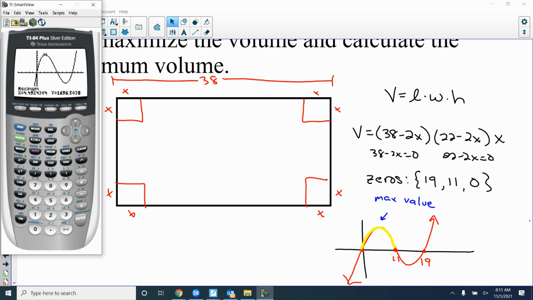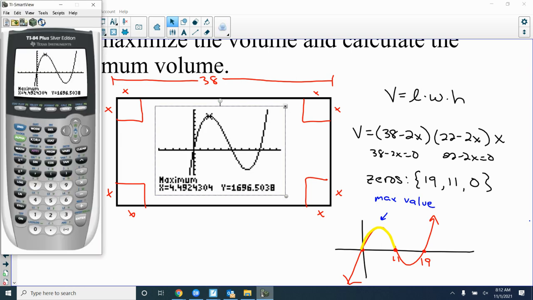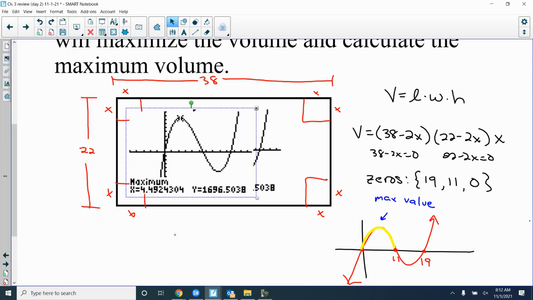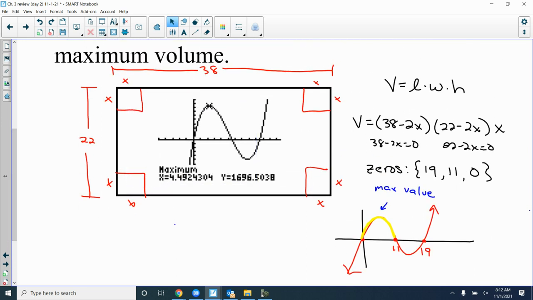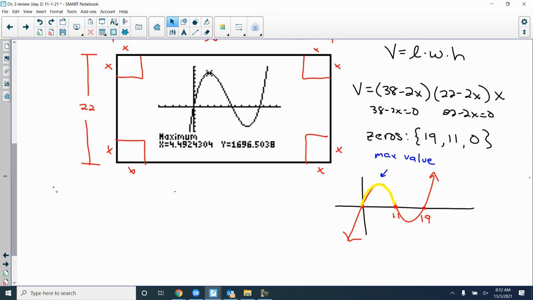And I get 1696. I'm going to go to the 100th, 0.50. So 4.49. Let me do this. Oh, come on. Shoot. Oh, there it is. All right. So I got 4.49 is my X. And then my maximum volume is 1696.50 for that one.